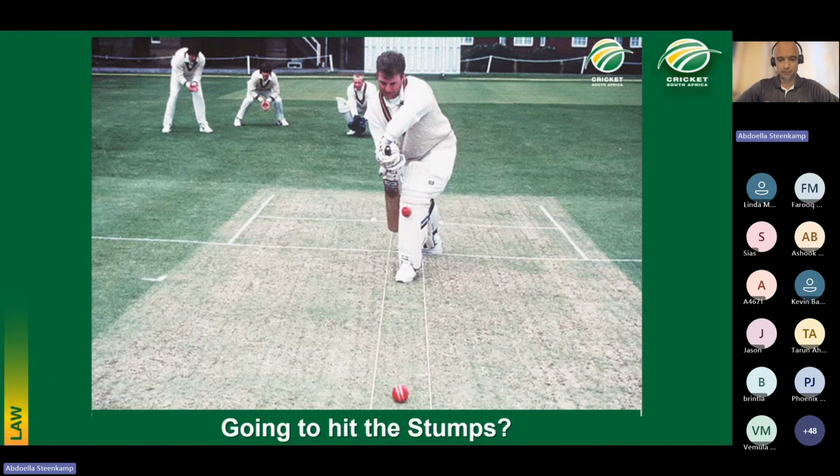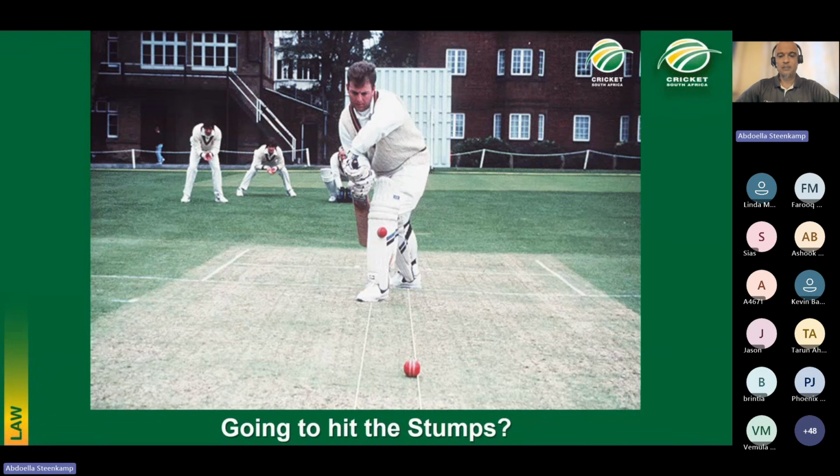Where did it pitch? Between wicket and wicket. Where was the impact? Between wicket and wicket. Would it have gone on to hit the stumps? If you think so, give out LBW. If you think this is not going on to hit the stumps, not out LBW.